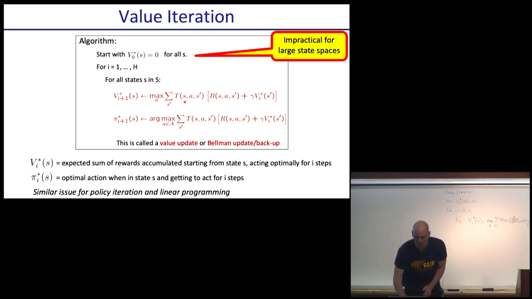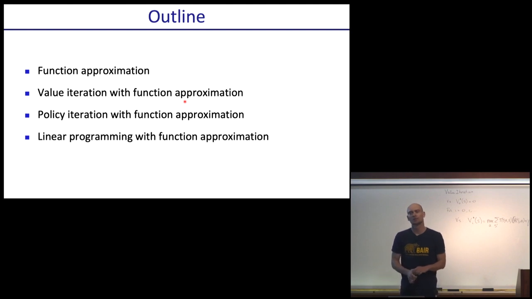Now, the tricky thing is if we have large state spaces, looping over all s in various places just becomes impractical. We saw in last lecture, for example, for continuous state spaces, we cannot loop over all states, and we looked at discretization-based approaches. Today, we'll look at a different way of resolving this through something called function approximation. And we'll first study function approximation in the context of value iteration, and that will be the main topic for today's lecture. But then we'll also see how it can be done in the context of policy iteration, in the context of linear programming.